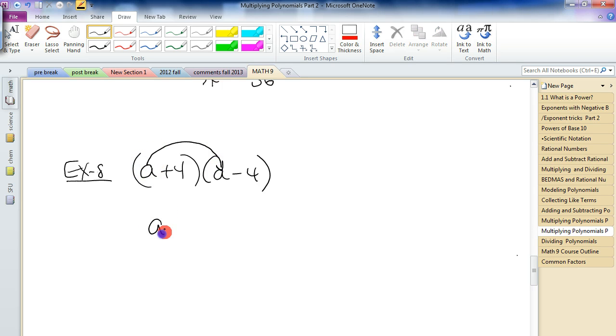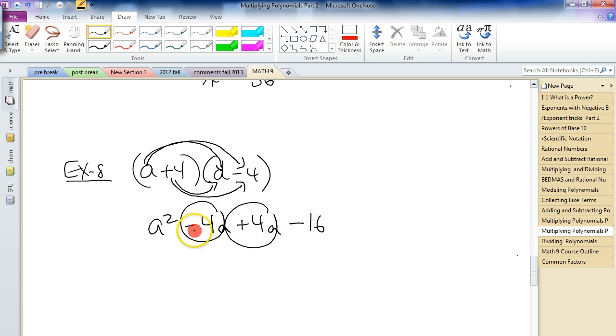a times a is a squared. a times negative 4, don't forget what the negative sign is, negative 4a. 4 times positive a is positive 4a. 4 times negative 4, negative 16. What do we do with the like terms? Negative 4 plus 4 becomes 0. It's a squared minus 16 is your final answer.